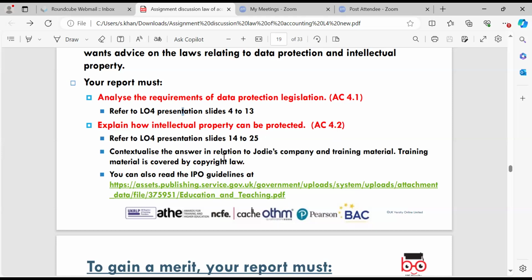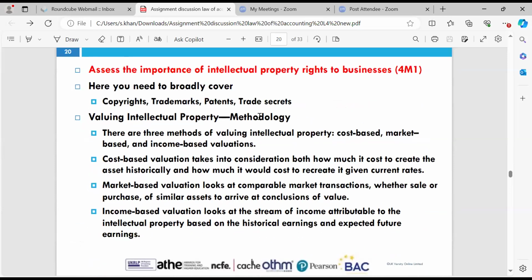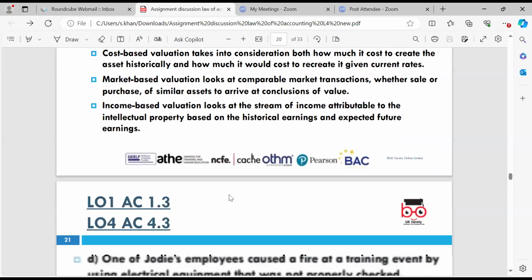Yes. Okay. To gain a merit for part C, you also need to assess the importance of intellectual property rights to a business, and that's 4M1. Here, you would be broadly looking at copyrights, trademarks, patents, and trade secrets. Valuing intellectual property methodology: there are 3 methods of valuing intellectual property: cost-based, market-based, and income-based. Cost-based valuation, market-based valuation, and income-based valuation, what each one is. You need to be looking at that in learning outcome 4 as well, okay, to get the answer.